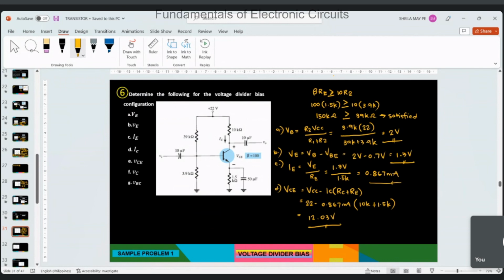And we can find our, ano ba tag IC? Nope. Congrats, Dai. Engineer. Okay.